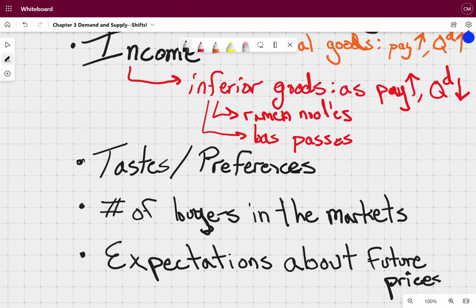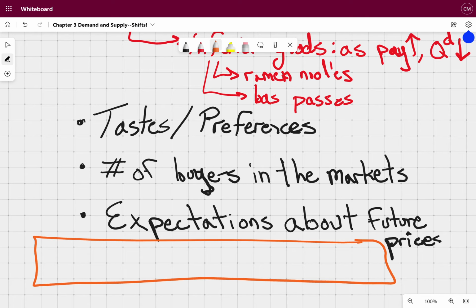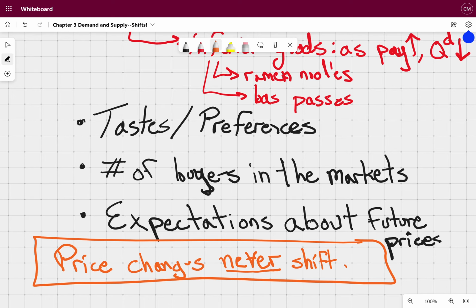One of the things that we know in our heart of hearts is that price changes never cause a shift in demand. So let's do an example of this.